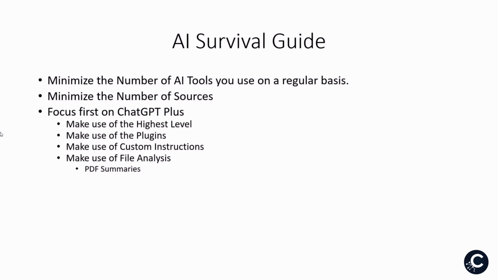For example, the file analysis can do PDF summaries. So if you have a long, complicated PDF and you have ChatGPT Plus, you can upload that PDF and ask ChatGPT Plus for a summary. You can ask it for the main points. You can ask it for bullet points. So if you have very long, very complicated, very hard to understand documents, you can ask ChatGPT to help you not only to understand it, but at minimum to get your arms around the basic principles in what it is trying to say.